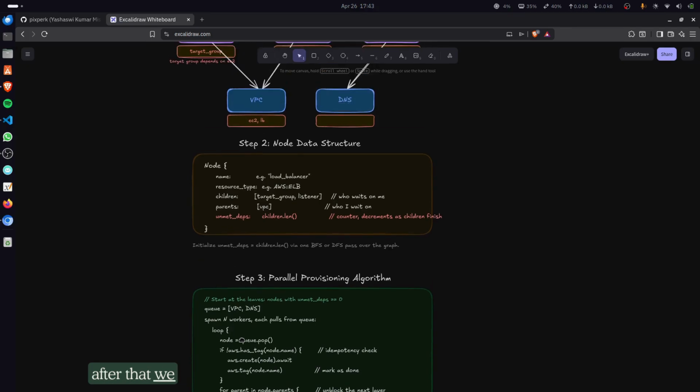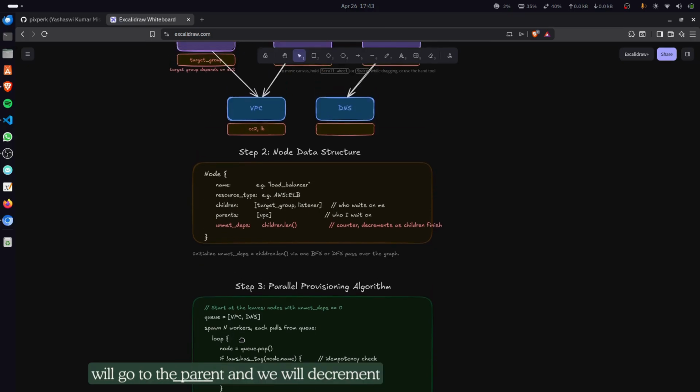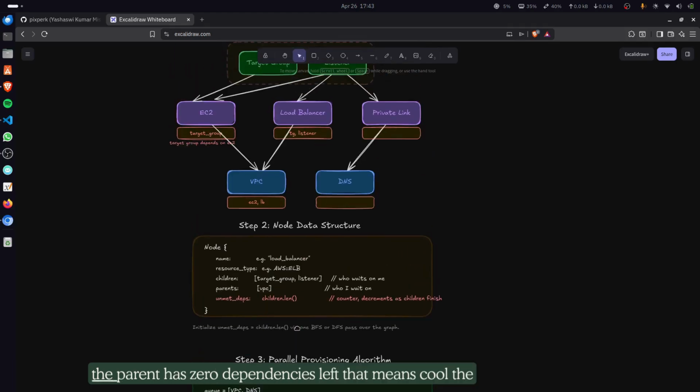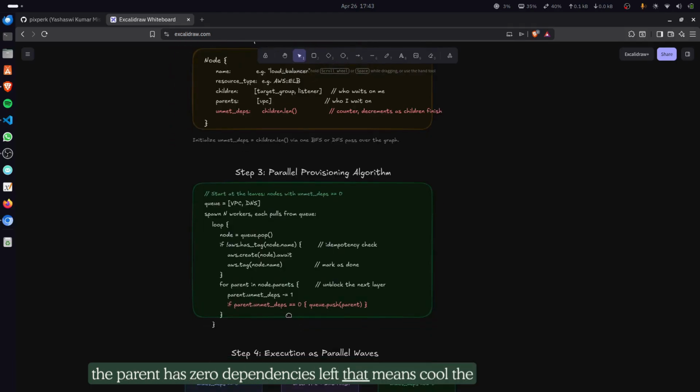So we will tag that in AWS so that it does not get initialized again. This idempotency check is a performance optimization. And after that, we will go to the parent and decrement the unmet dependencies. If the parent has 0 dependencies left, that means the parent can now safely spin up. We'll push this parent into the queue and then it will happen again. The queue does not process each thing inside it synchronously. Rather, the workers pull from the queue in parallel so that our performance does not get hurt.